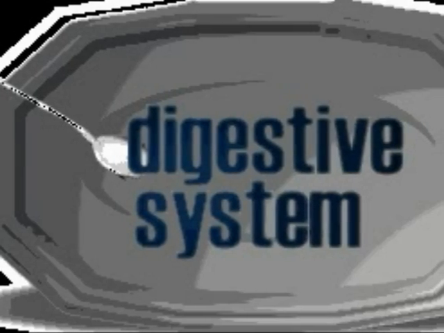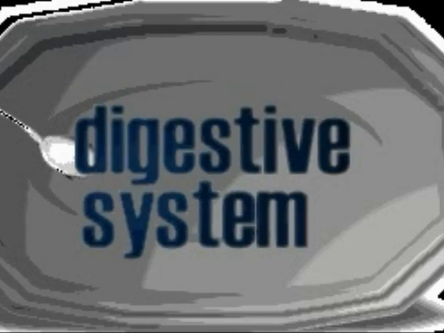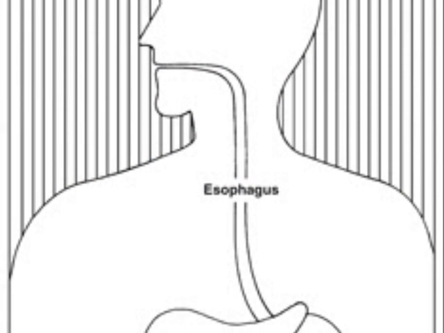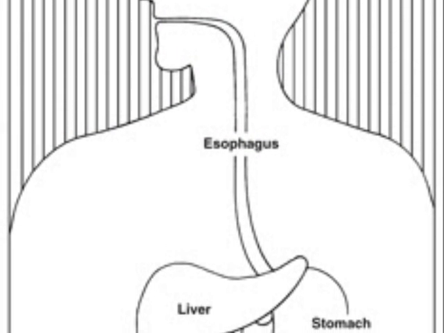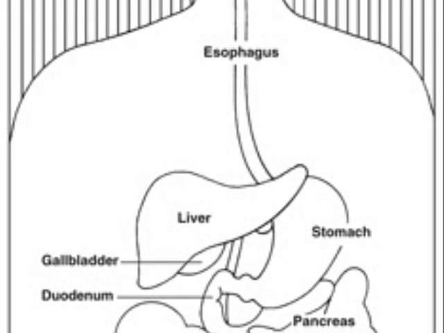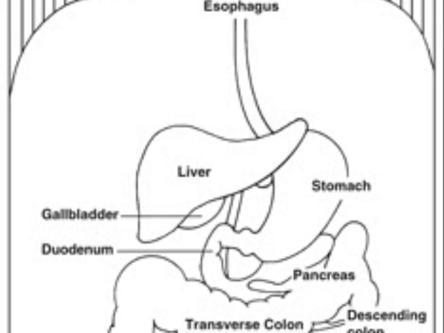This short video is going to give you a brief introduction to the digestive system. The digestive system is made up of the digestive tract, a series of hollow organs joined in a long twisting tube from the mouth to the anus, and other organs that help the body break down and absorb food.